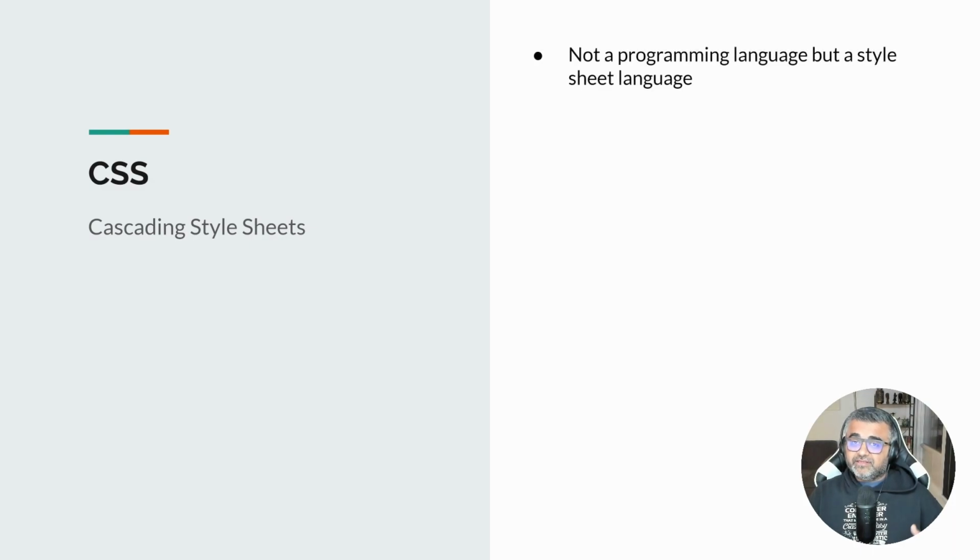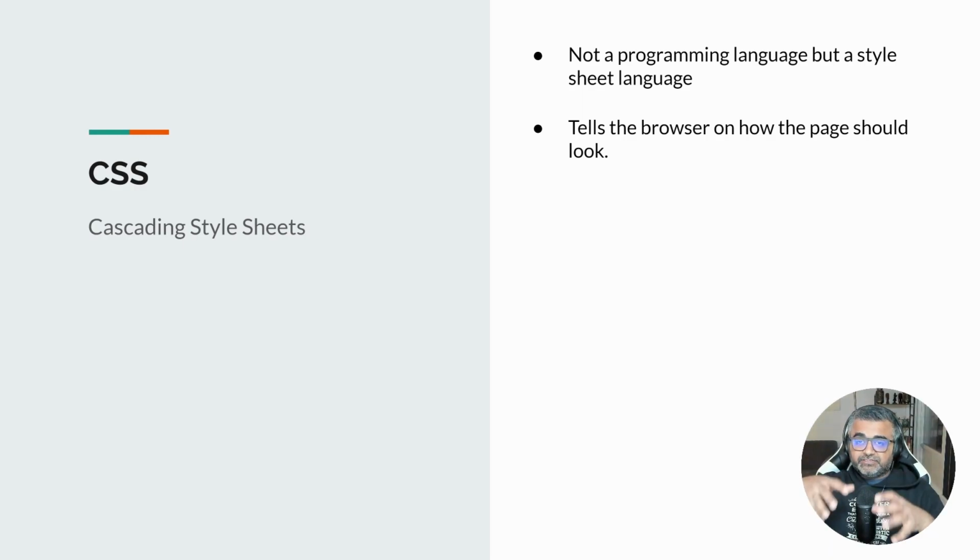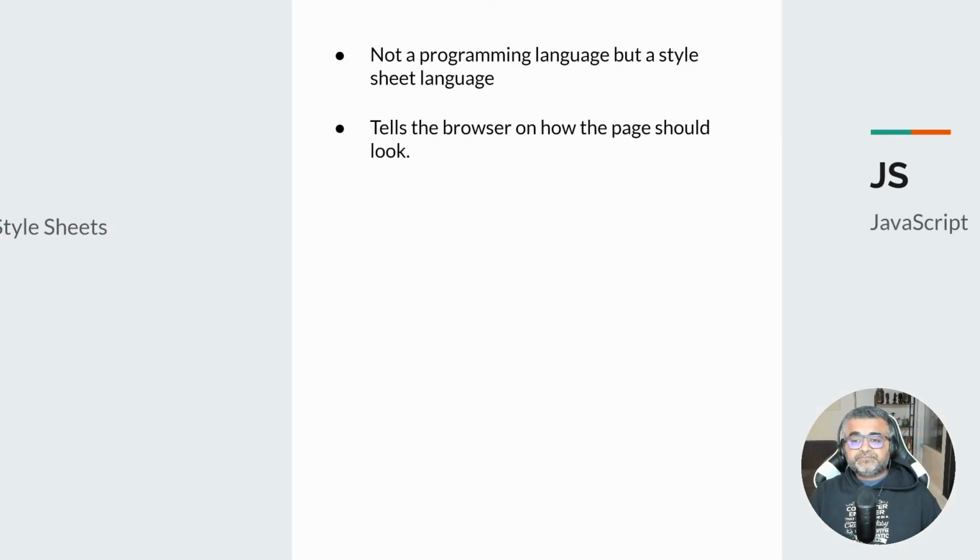CSS, which stands for Cascading Style Sheets. Again, CSS is not a programming language, but a style sheet language. So what does CSS do? It tells the browser how the page should look. HTML creates the structure, CSS defines how it should look. You can relate it to HTML being the bricks which create the structure and CSS being the paint that says how it should look, right?